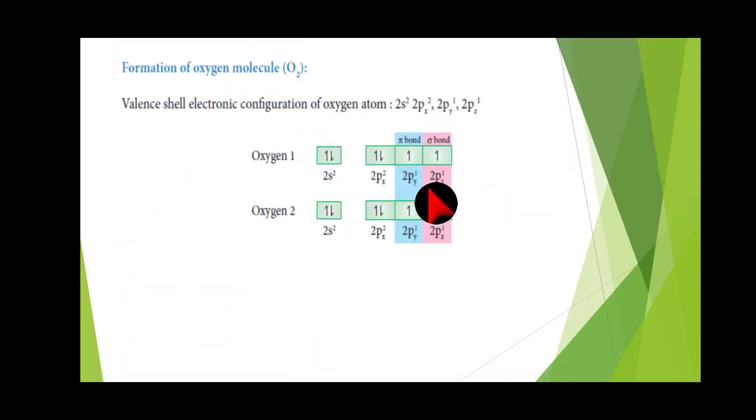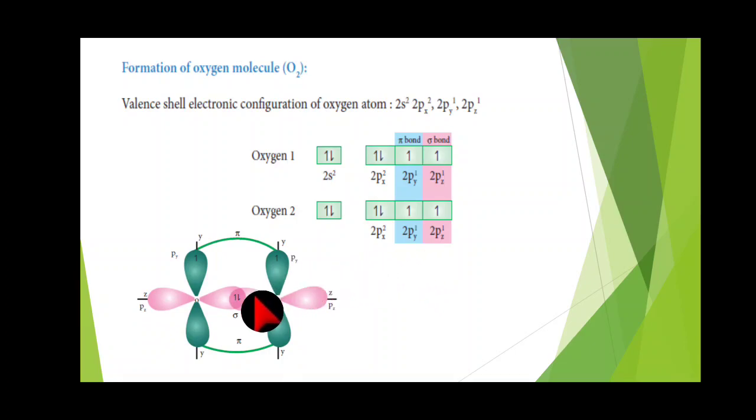Then one more example we see, formation of the oxygen molecule, O2. For oxygen, atomic number 8, the electronic configuration is 1s2, 2s2, 2p4, right? The 2p4, how can we write it? 2s2, 2px2 and 2py1 and 2pz1. So the py orbital and the pz orbital each have one electron, right? So oxygen 1 and oxygen 2.